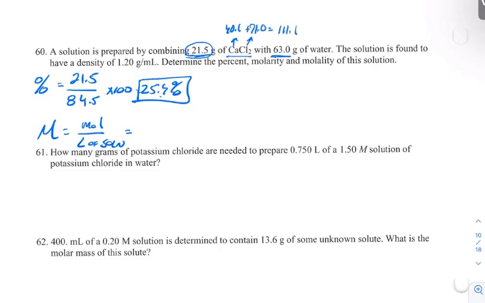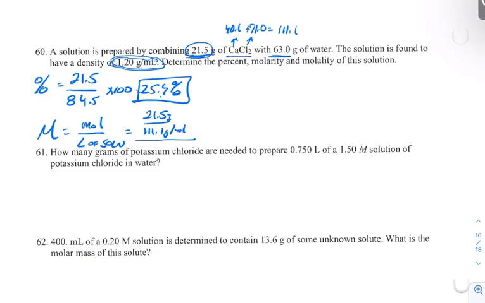So my number of moles in this case is going to be my mass, 21.5 grams, over my molar mass, 111.1 grams per mole. You'll see the grams will cancel, and I will be left with a number of moles. Now for the liters of solution, this is a bit of an issue, so we have to discuss this. You'll see the density I have circled of my material.